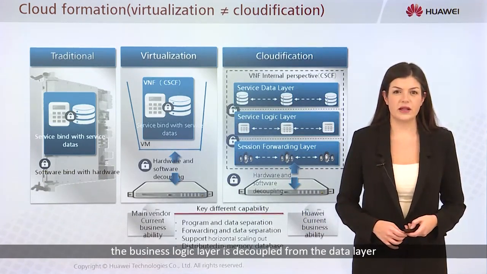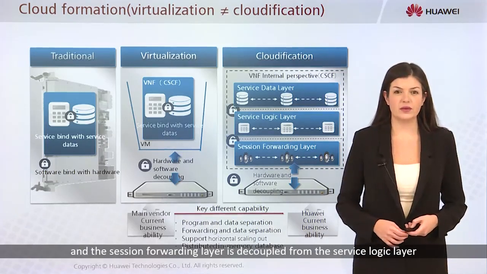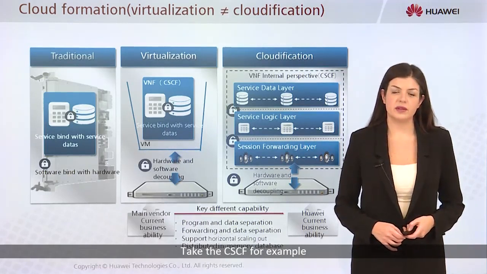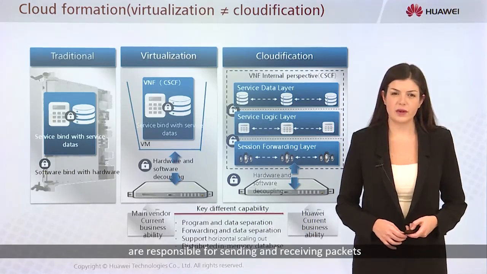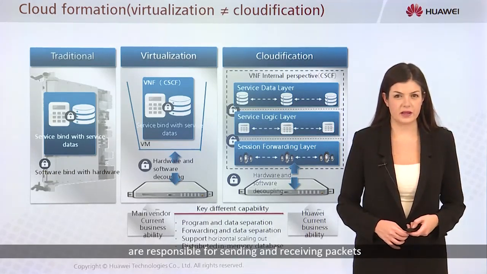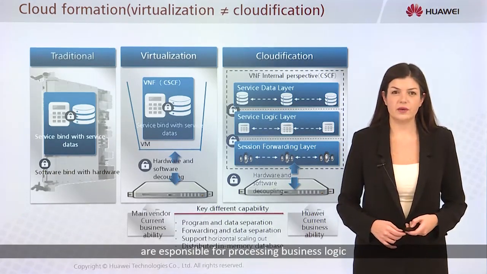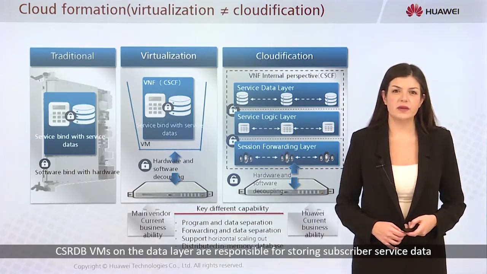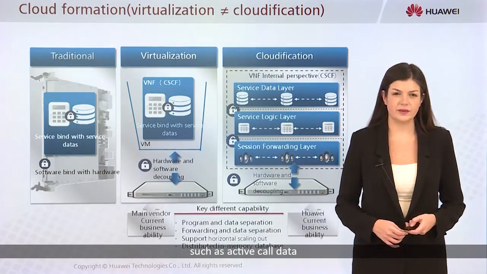The business logic layer is decoupled from data layer, and the session forwarding layer is decoupled from the service logic layer. Take the CSCF for example. CSDPU VMs on the session forwarding layer are responsible for sending and receiving packets. CSSCU VMs on the service logic layer are responsible for processing business logic. CSRDB VMs on the data layer are responsible for storing subscriber service data, such as active call data.